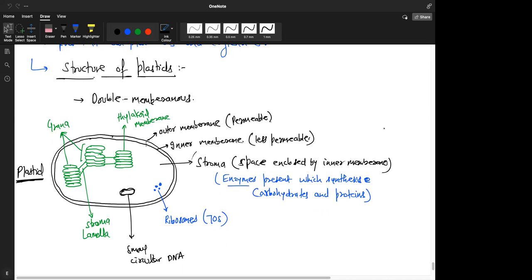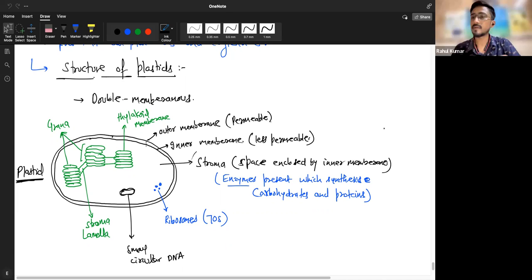Yes, the light independent reaction can happen anywhere, right? It can happen anywhere in the stroma. So stroma is the site for dark reactions, and thylakoid membrane is the site for light reactions. But we'll do it in detail, and it's very interesting in the photosynthesis chapter.